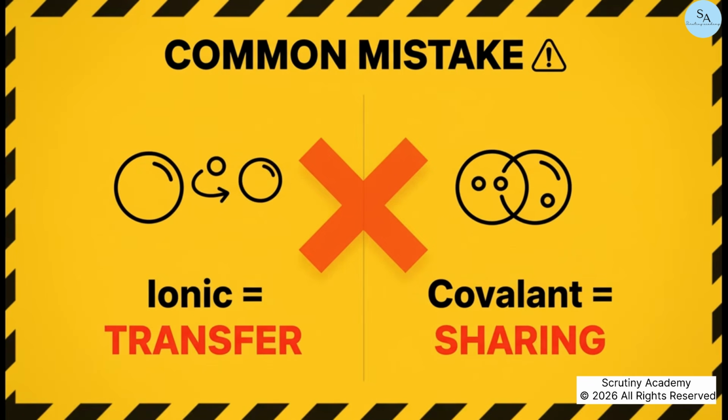I'm telling you, this is the #1 trap students fall into. They mix up ionic and covalent. Just burn this into your brain. Ionic is a transfer, a giveaway. Covalent is sharing like coworkers. Don't let this simple mistake cost you points.